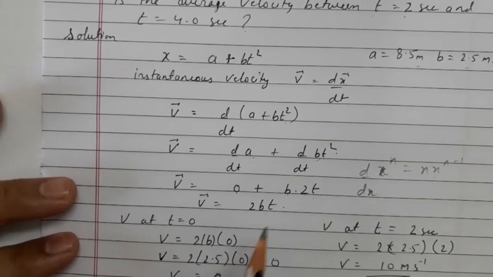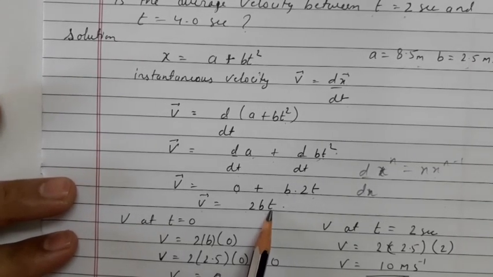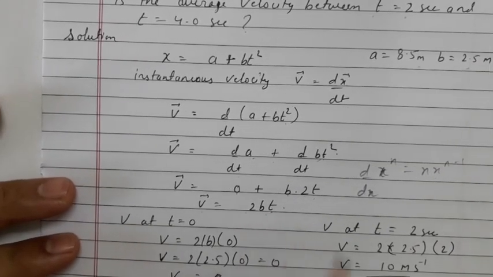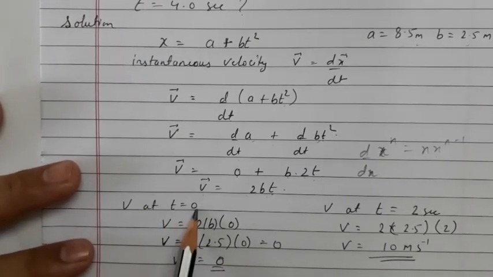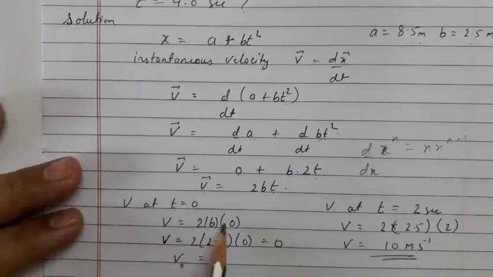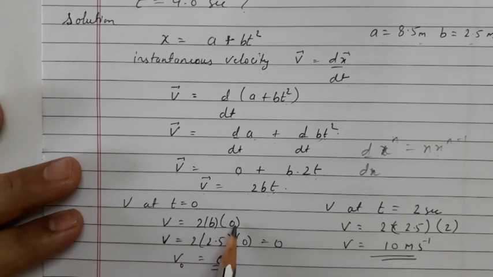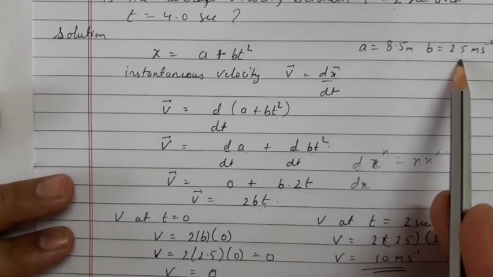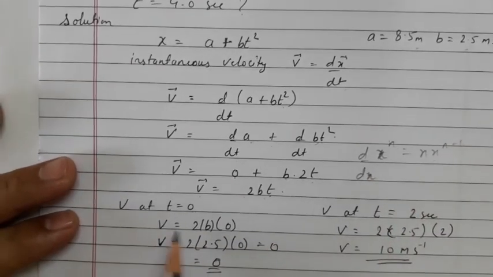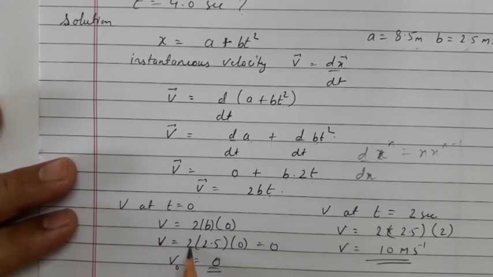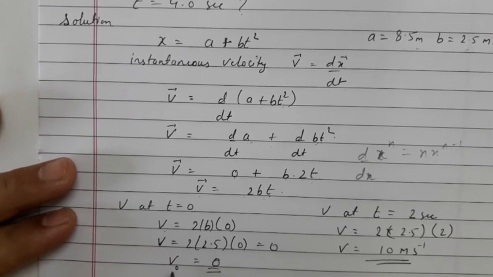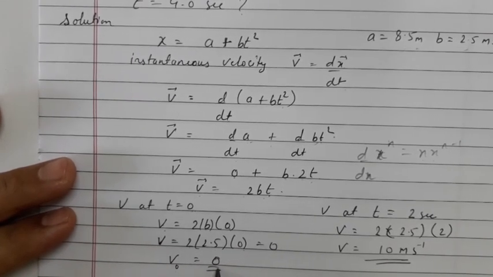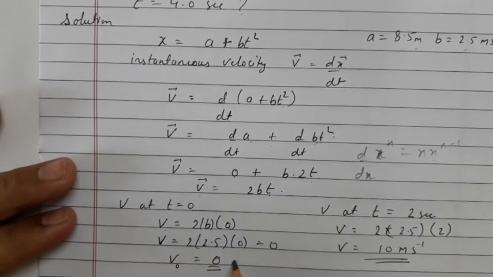Now whatever the value of time is, we'll just substitute the value of time and we'll get the instantaneous velocity. Now at t is equal to 0, we'll substitute t is equal to 0, and the value of b is 2.5 meter per second. So we'll substitute the two values and we get v is equal to 2 into 2.5 into 0, and here we get the velocity at 0 will be equal to 0 meter per second.